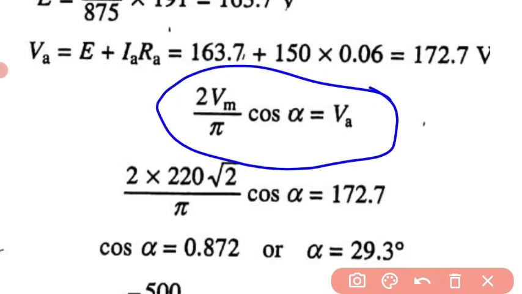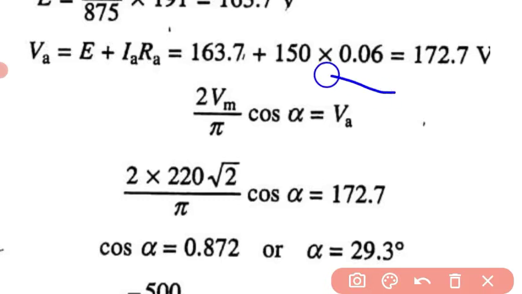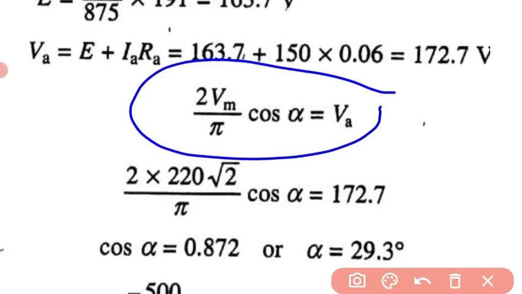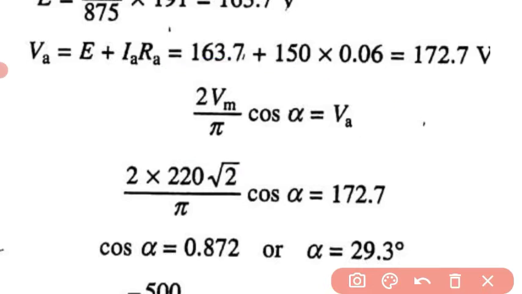Output voltage VA is equal to 2 Vm over pi into cos alpha. If you substitute alpha from 0 to 180 degrees, I will show you here. So this is the equation, please remember it. I will go back and explain. The output voltage VA is equal to 2 Vm divided by pi into cos alpha. Alpha we are substituting with different values.